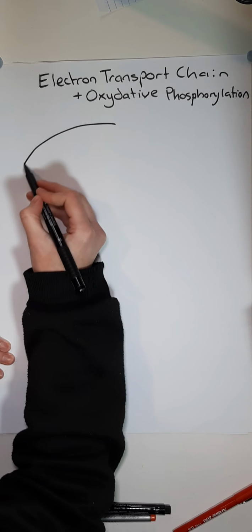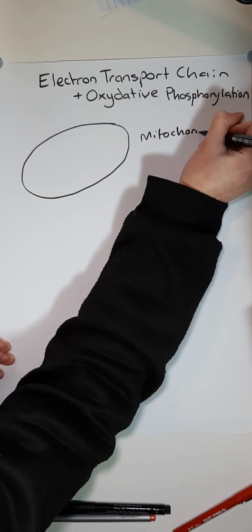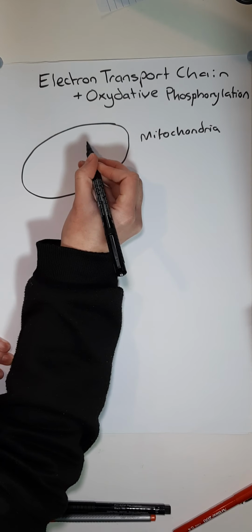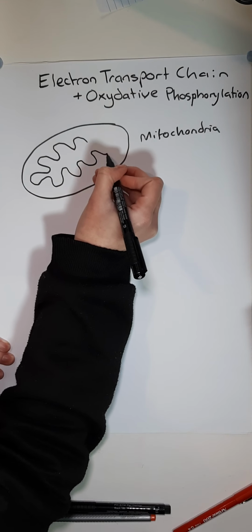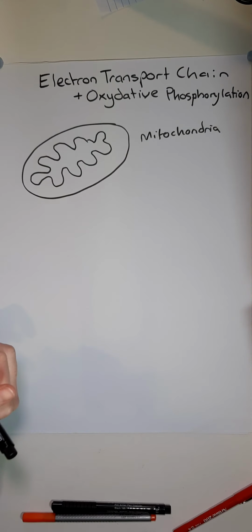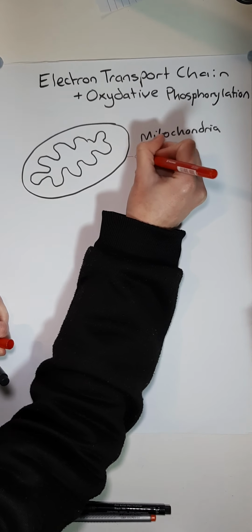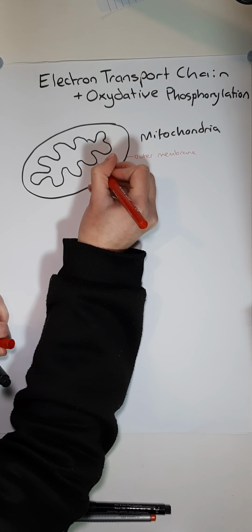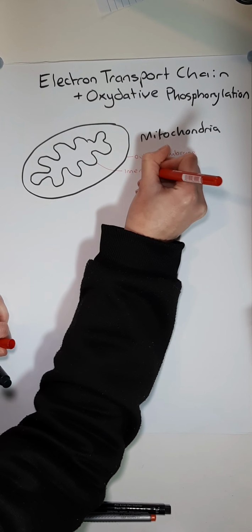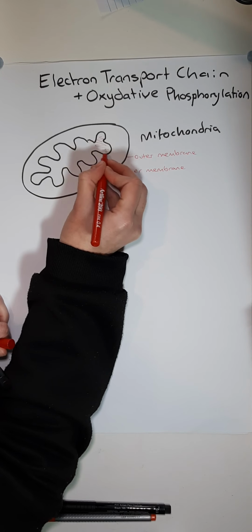Let's start off with where this is happening, just to give you a sense of perspective. We're inside the mitochondria. Okay, and the mitochondria has these lovely folds inside, so let's draw them in. And let me grab another colour. Okay, so we have got some bits to label. This is the outer membrane, and this is the inner membrane. This inside of here is called the matrix.